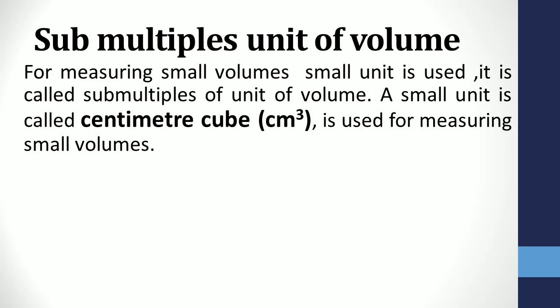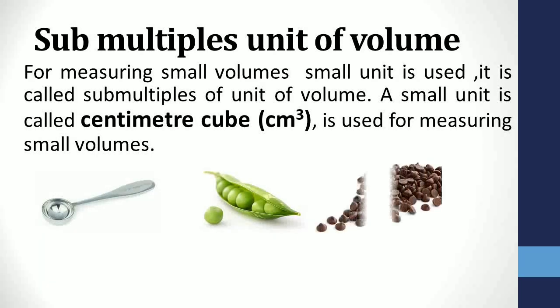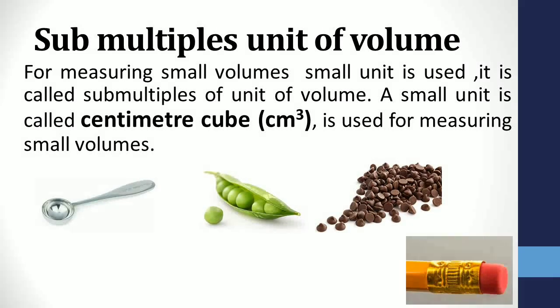This means that the centimeter cube is a very small unit, even smaller than a teaspoon. A green pea, a chocolate chip, and the eraser on the end of a pencil are things that have a volume of about 1 cubic centimeter. So 1 centimeter cube is used for measuring the volume of such small objects.